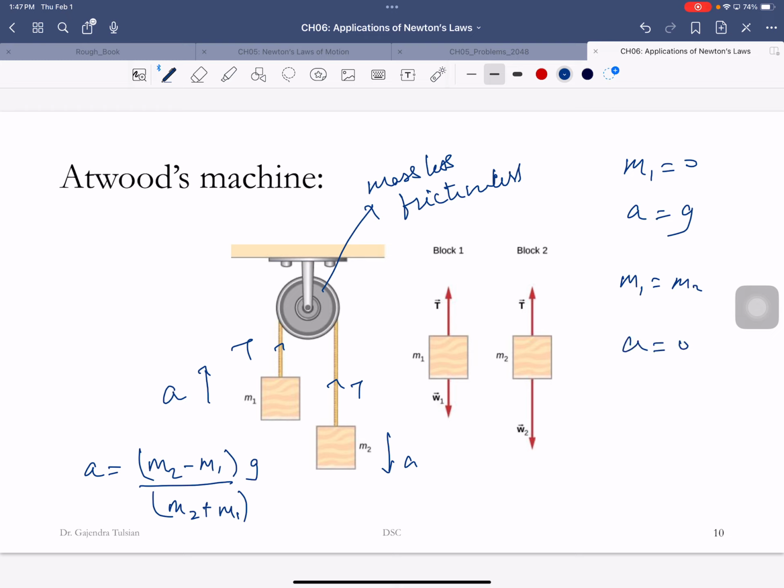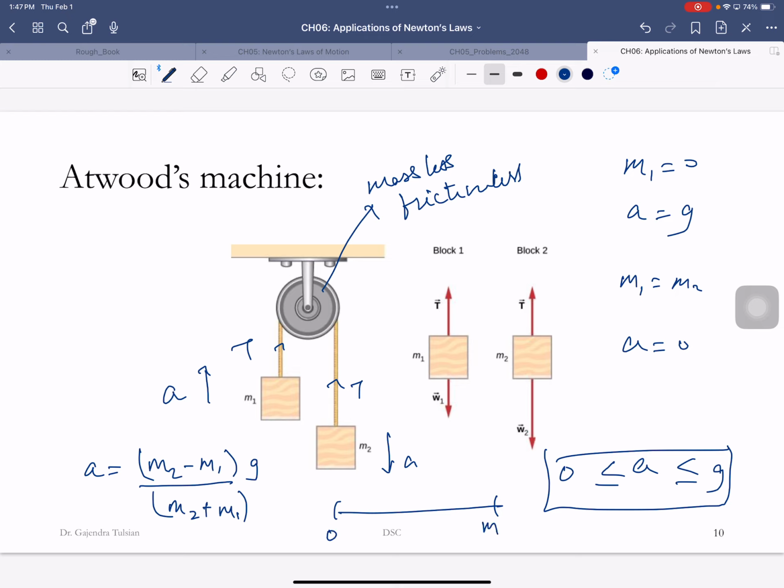All right, so you can have a value of A anywhere from g to 0, as the mass of M1 goes from 0 to M2. So as the mass of M1 changes, this would be g, this would be 0. So you can dial it any way you want as you go from here to there. You can choose whatever acceleration it is that you want, and that was the idea of this guy.